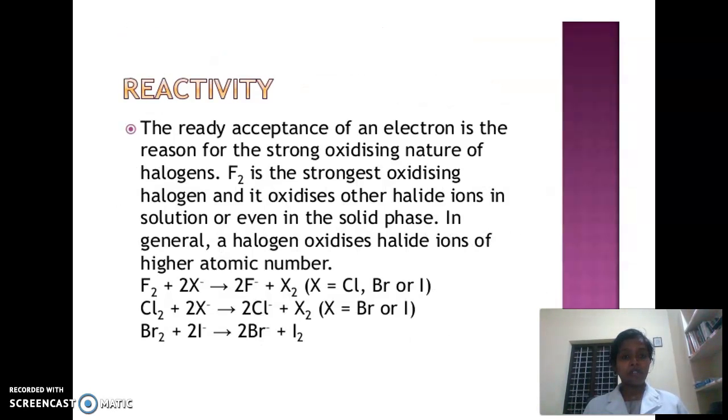Coming to the reactivity of these elements, fluorine is a very strong oxidizing agent and it can oxidize other halide ions. For example, when fluorine reacts with another halide, it is reduced to F minus plus X2, like that. So, it is a strong oxidizing agent.